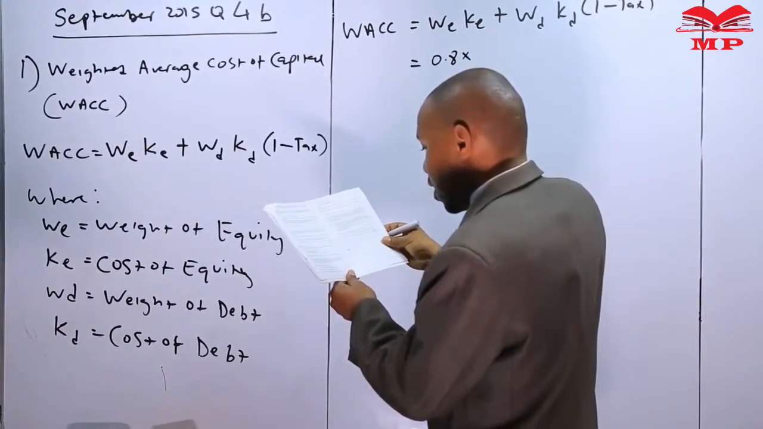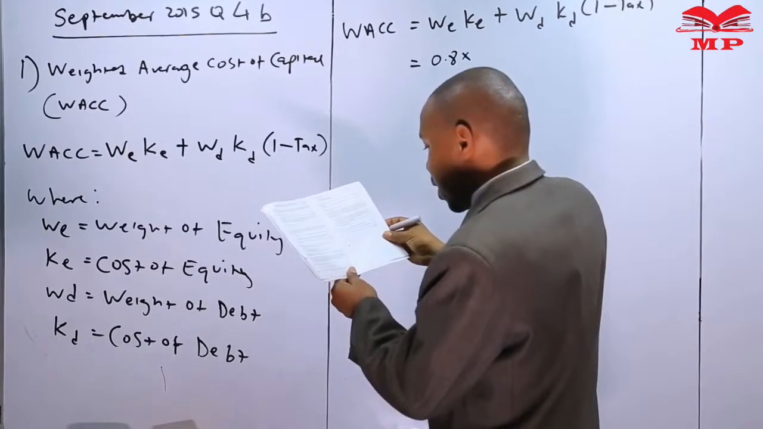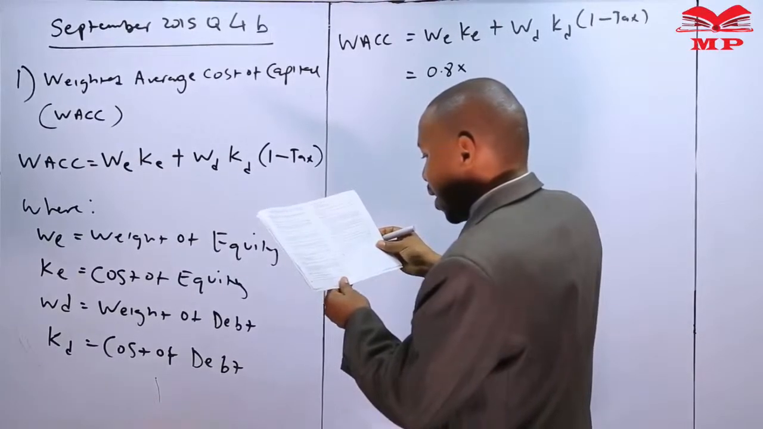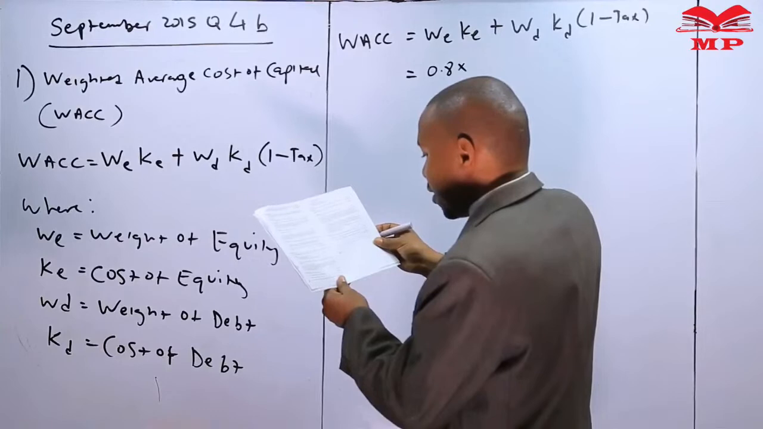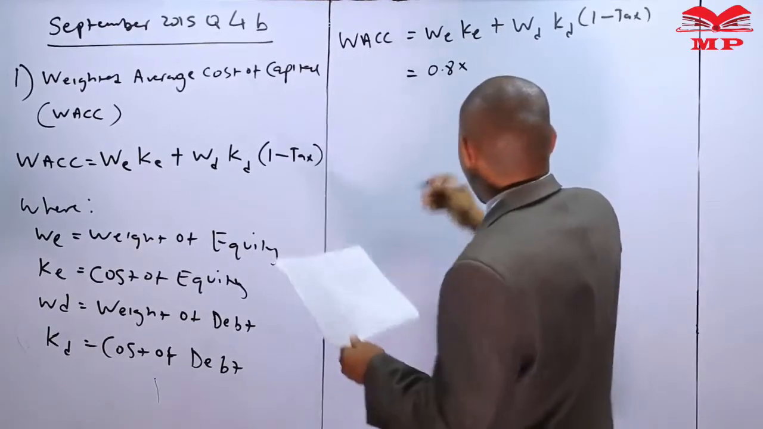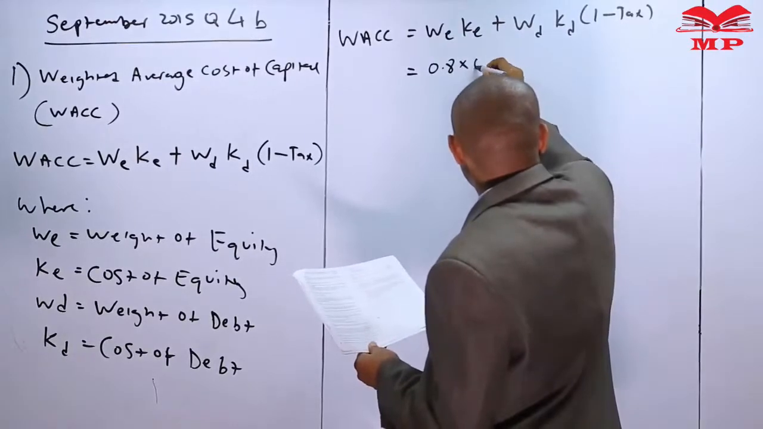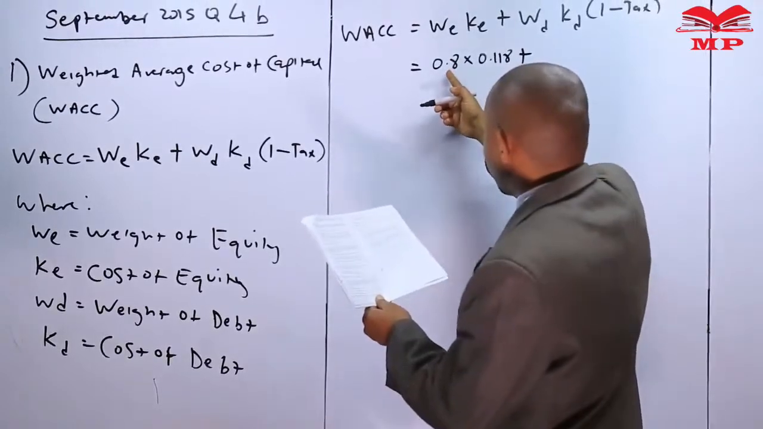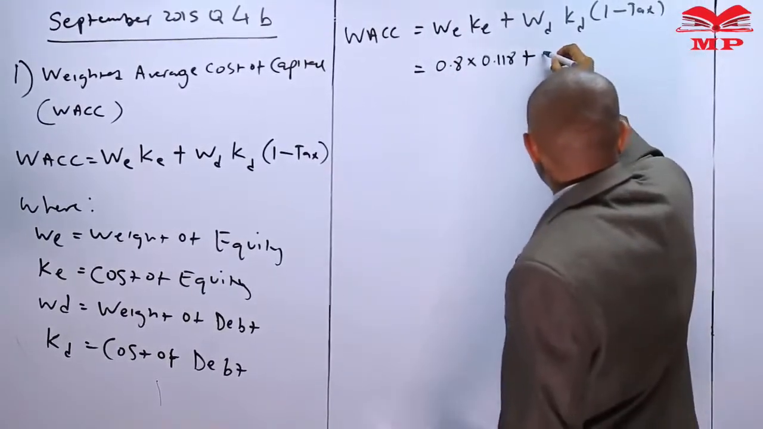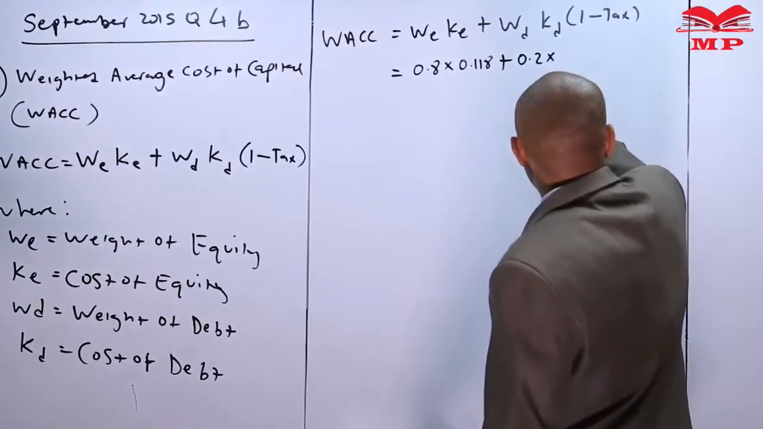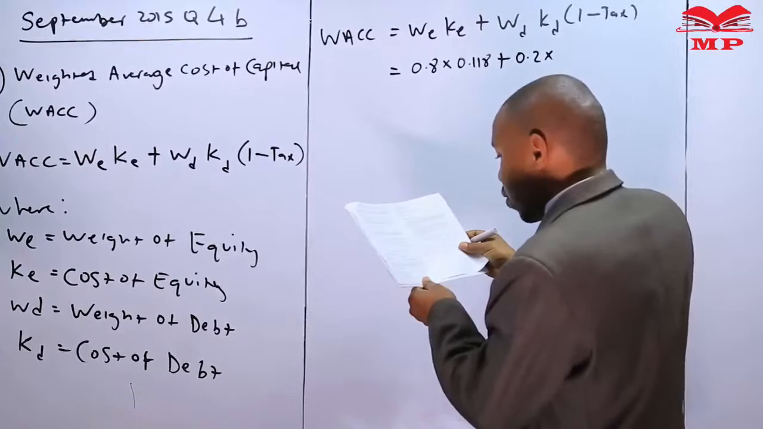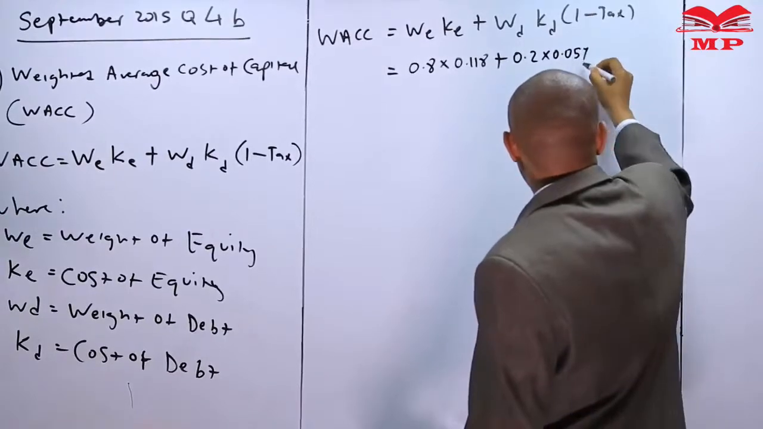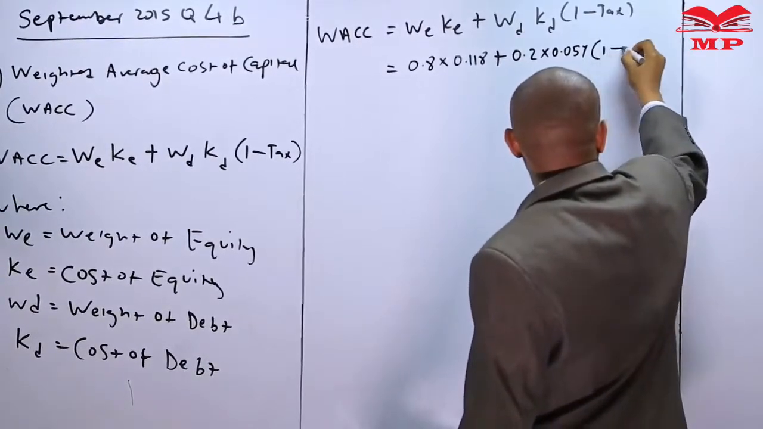The cost of equity, have we been given that? We have been given on the second line there that the firm's before tax cost of debt is 5.7% and its required rate of return is 11.8%. So that is what we're saying is the cost of equity. So it says 0.118. Then we add now the weight of debt. If you have equity being 80%, then of course debt is 20%. So it says 0.2. Then we multiply that by the cost of debt. The cost of debt in the second line, we've been given 5.7%. So it says 0.057, like that. And then we get 1 minus the tax rate.